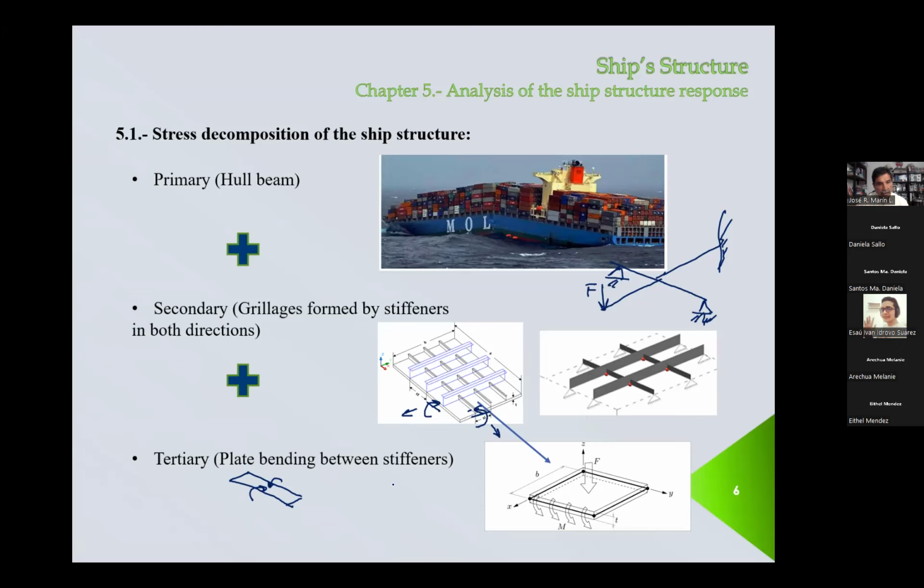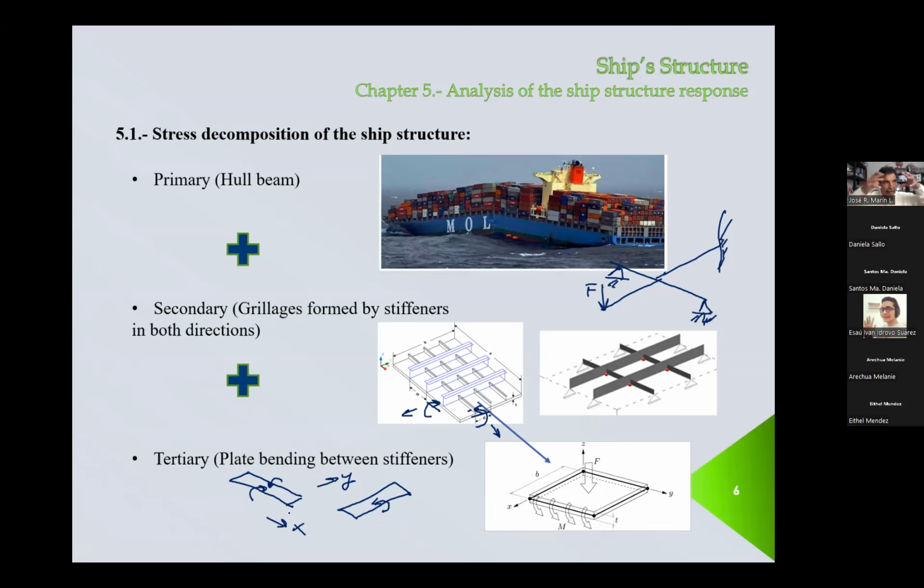But we have another ship which is designed with, so this is X, this is Y. This would be a panel in the longitudinal framed ship. This would be a panel with a transverse framing system. In this case, you would have the largest bending moment in this direction. So in this case, the tertiary bending will be in the Y direction. And in this case, the tertiary bending will be in the X direction.